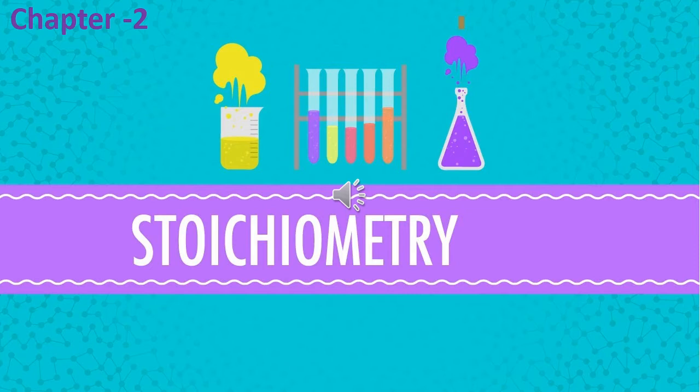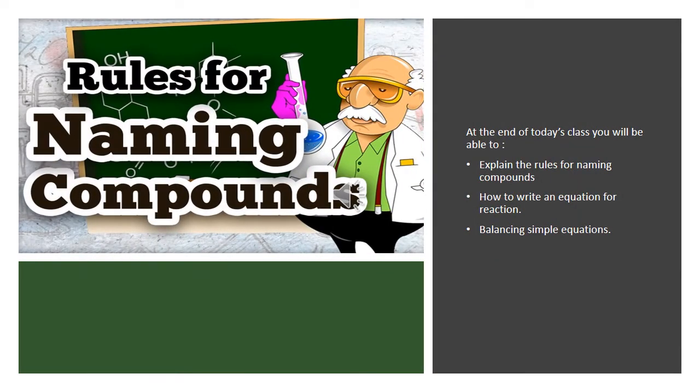Today we will learn Chapter 2 Stoichiometry. At the end of today's class, you will be able to explain the rules for naming compounds. You will be able to write an equation for a reaction, and you will be able to balance simple equations.